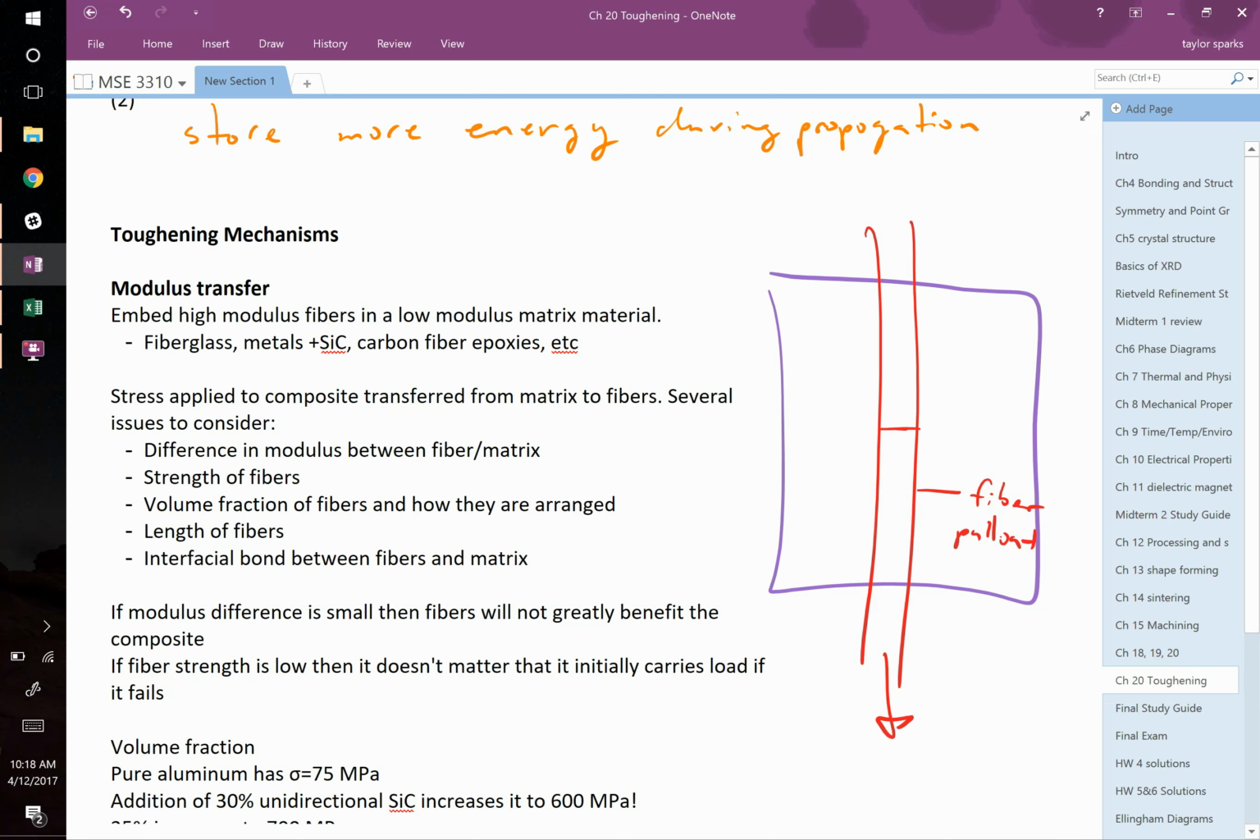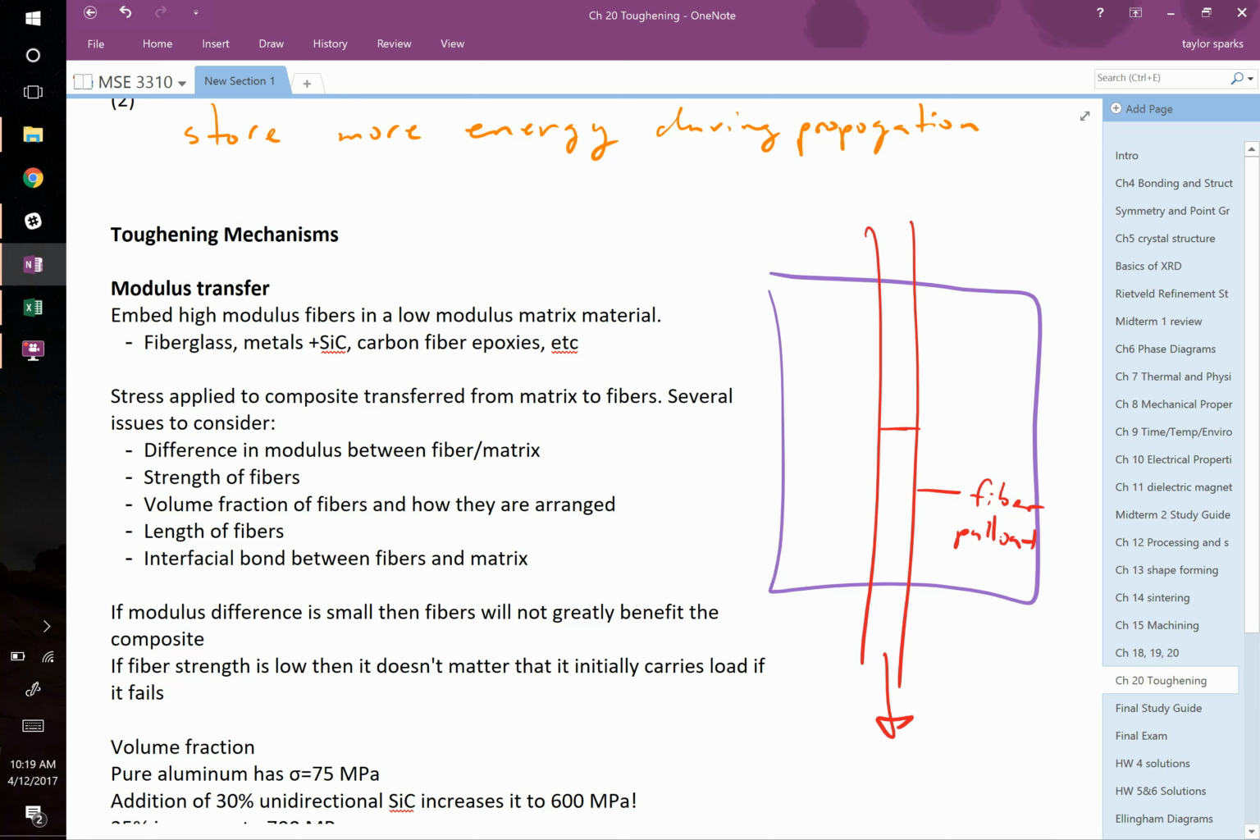Even though you say, hey, I know this thing's going to break, right? But I don't care because as it pulls out, it's going to store lots more energy. You're going to make it a tougher material, right? So it is absolutely a toughening mechanism. But that's going to be a material that you can't reuse, right? It's going to serve one purpose. It's not reversible.